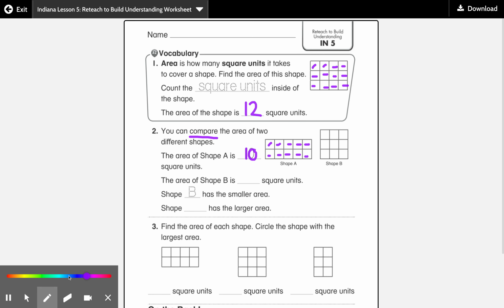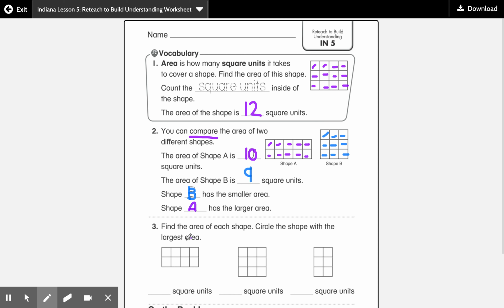So now we are going to count the area of the second shape. 1, 2, 3, 4, 5, 6, 7, 8, 9. So the area of shape B is 9 square units. So which number is smaller, 9 or 10? And if you use that number line I gave out in the beginning, you guys know that 9 is smaller than 10. So shape B has the smaller area, and shape A has the larger area.